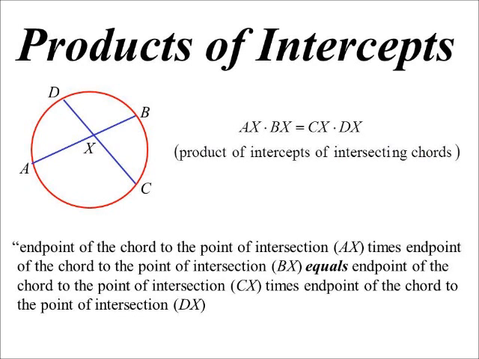Because all you've got to do is look at the intersecting chords and you say, well, the endpoint of the chord, A, to the point of intersection, X, times the endpoint of the chord, B, to the point of intersection, X, is equal to the endpoint of the chord, C, to the point of intersection, X, times the endpoint of the chord, D, to the point of intersection, X.